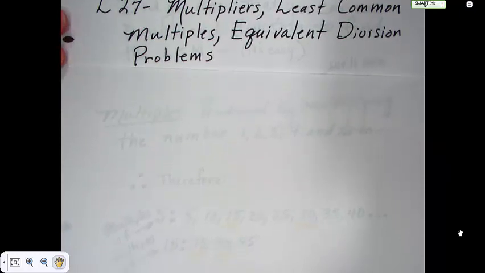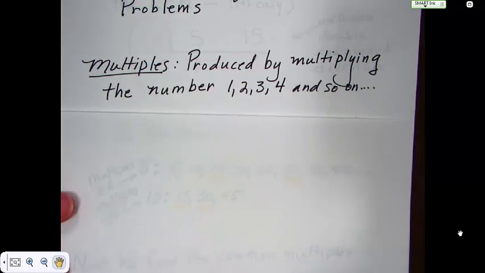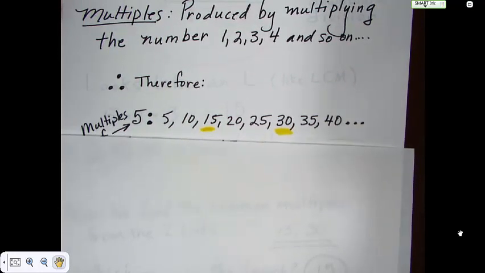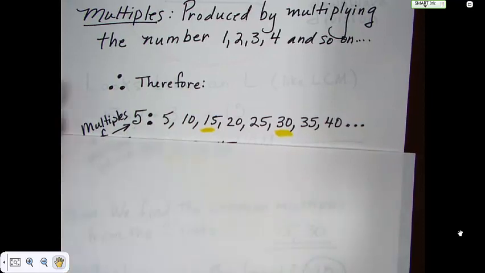Now, the first thing we're going to talk about is multiples. Multiples are not that difficult. Multiples are produced by multiplying a number by 1, and then 2, and then 3, and then 4. For instance, here's an example. If I do the multiples of 5, I get 5, 10, 15, 20, 25, 30, and it goes on and on and on forever. So these are the multiples of 5.